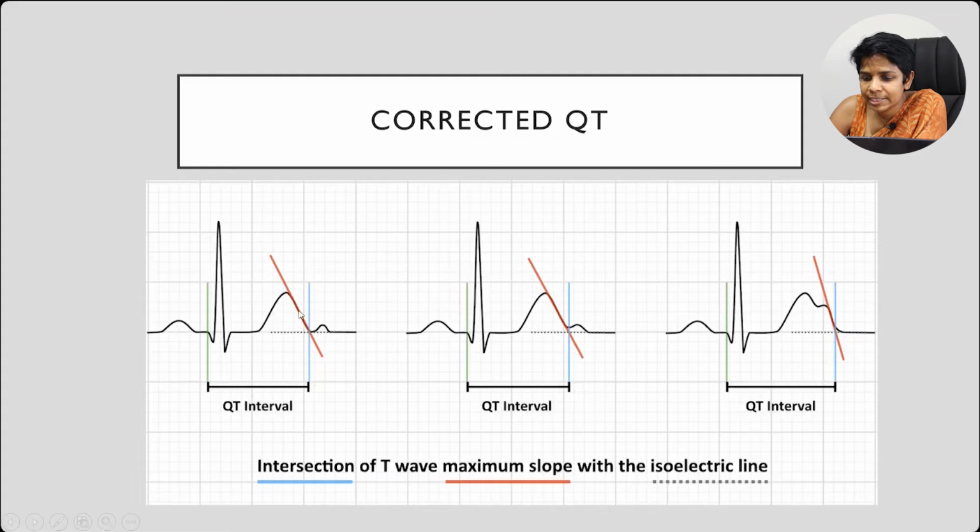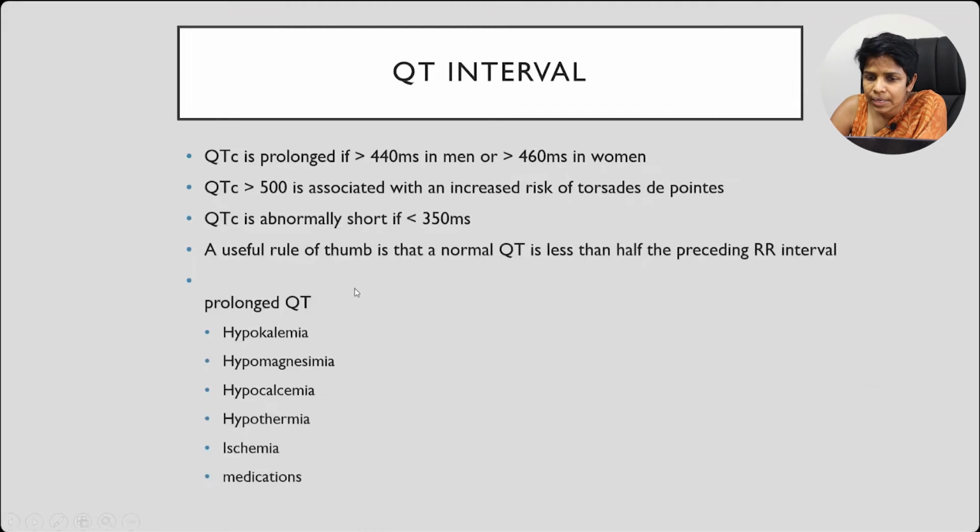intersection to find the maximum slope of the T wave, and we need to find the point where it intersects the isoelectric line and calculate the QT interval from the beginning of the Q wave to this point. This is the correct QT interval, and there are calculation methods to get corrected QT interval. If it is more than 440 in men and 460 milliseconds in women, it is supposed to be prolonged.